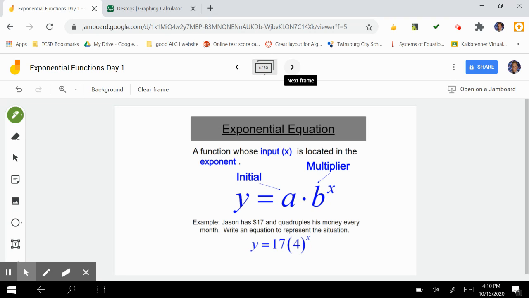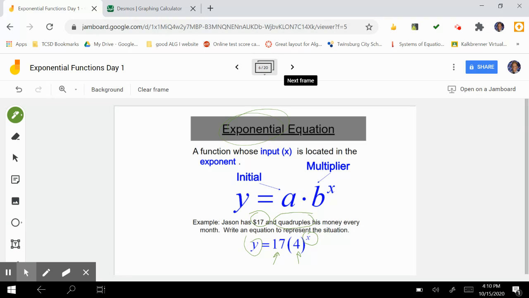Exponential equations, just to give you an example: Jason has $17 and quadruples. So you can see that some of our vocab is going to be key to our success here in this section. Quadruple means 4 times the amount, so that's going to be our multiplier of 4. He has $17, which is our initial amount. And then what do we have up here? I spy that input value, the x value, as the exponent, hence the exponential equation. And then, of course, our output is what we are solved for. y equals 17 times 4 to the x power.